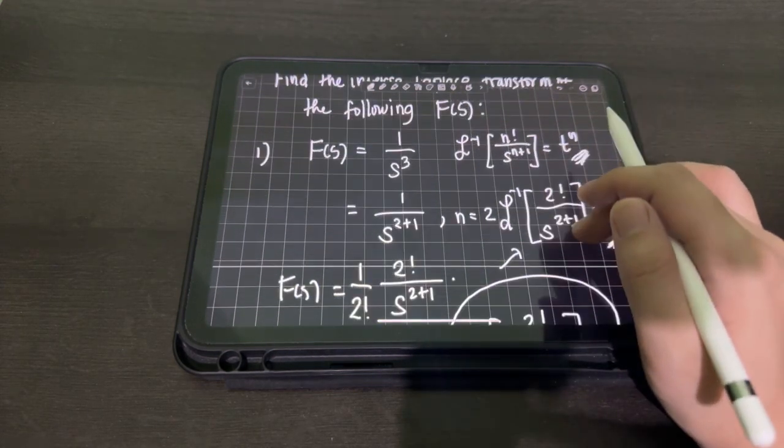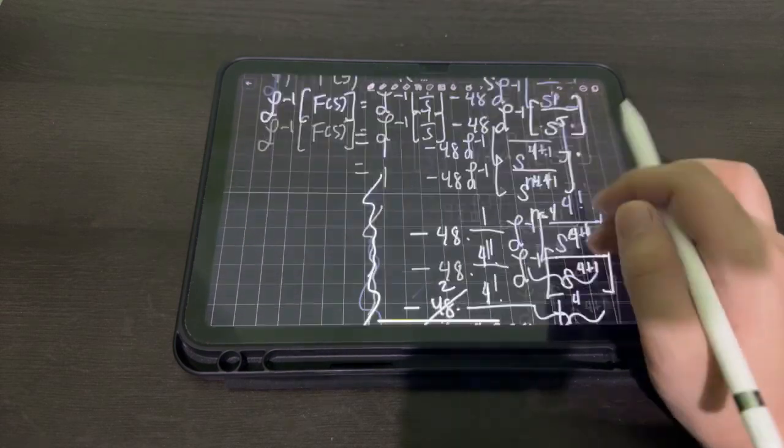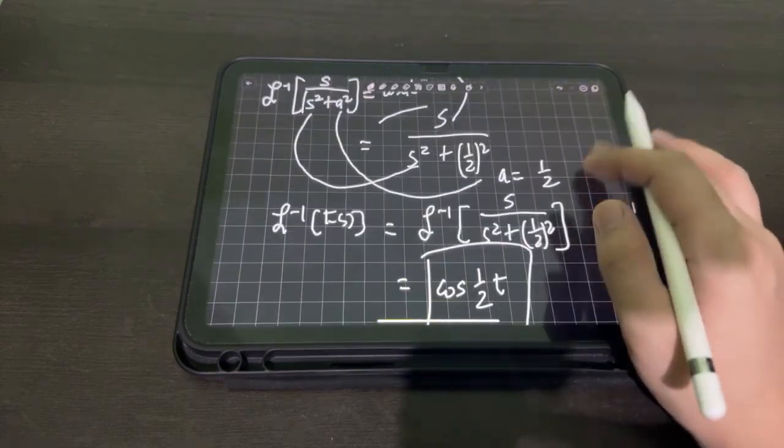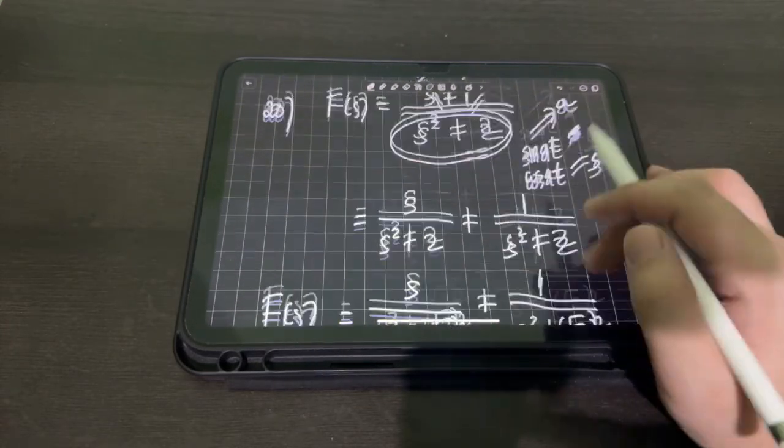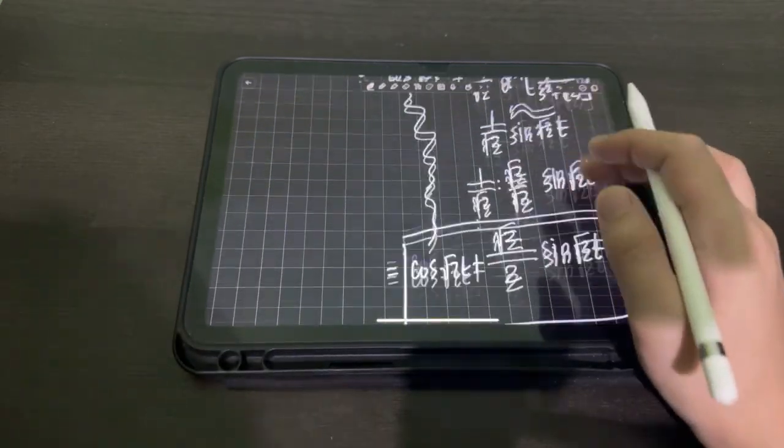Here are the problems that we have solved in part 1. We solved until problem 20. Okay, so let's just continue.